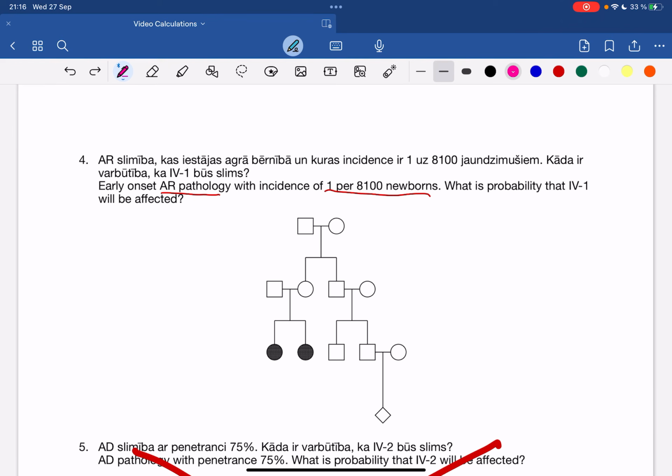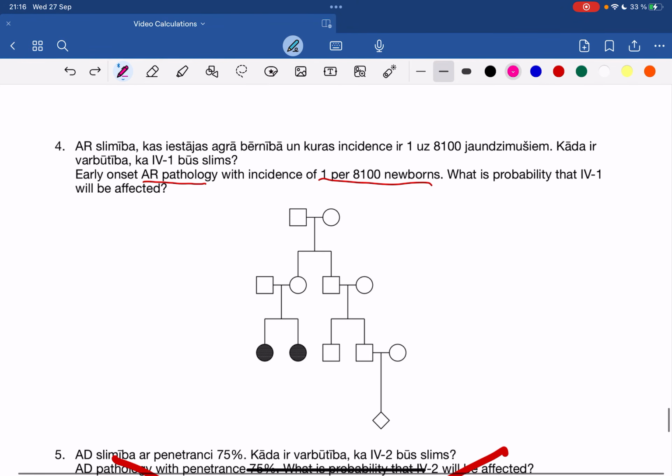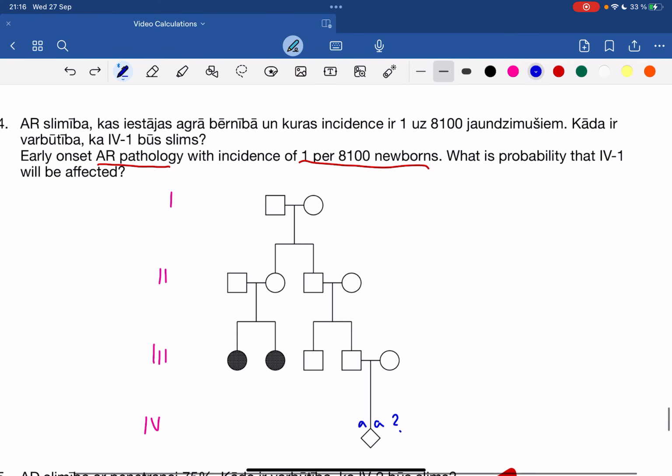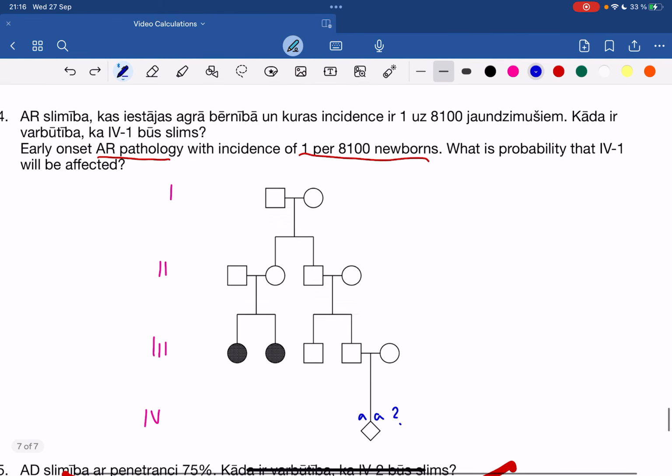Let's check. There we go, 4/1. So this is generation 1, generation 2, generation 3, and generation 4. So we're looking at this kid. What is the probability for this kid to have this type of phenotype? Because we're looking at autosomal recessive disease. Again, remember, look at what type of disease it is so you're following the right rules. This is specifically just for autosomal recessive.